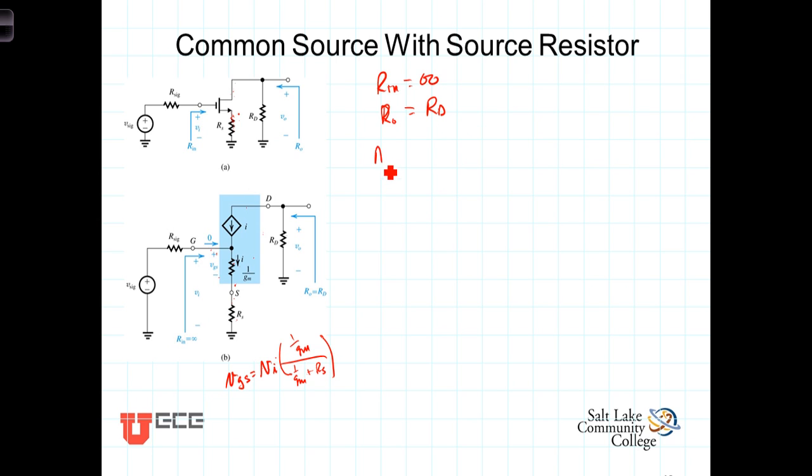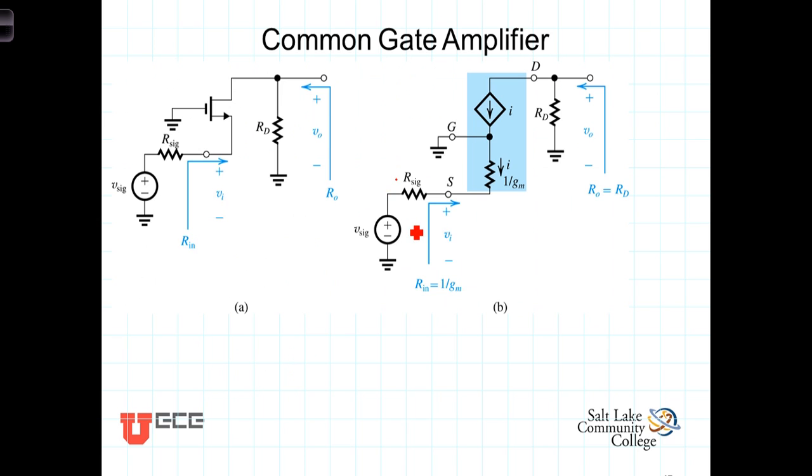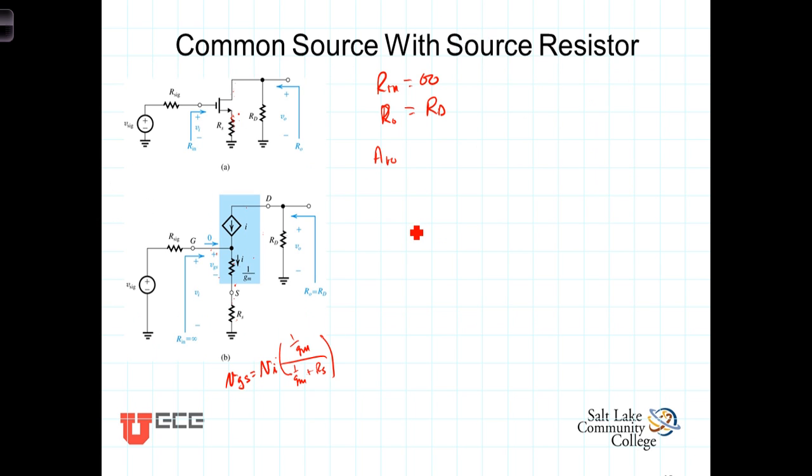To determine the open circuit gain AV0, let's note first of all that the current I flowing through these two series resistances is V in divided by 1 over G sub M plus R sub S. Now we have that V out is equal to negative I times R sub D. But I is that, so we get that V out is equal to negative V in divided by 1 over G sub M plus R sub S, times R sub D.